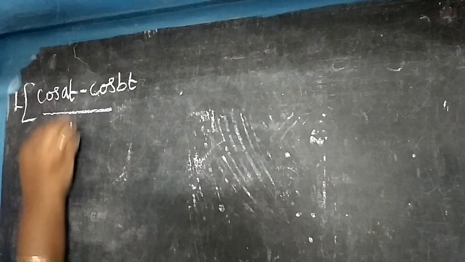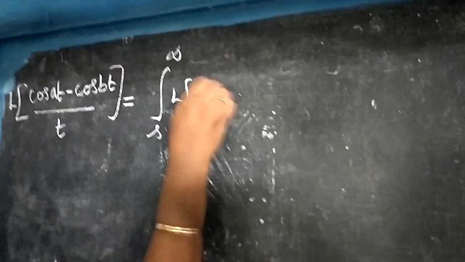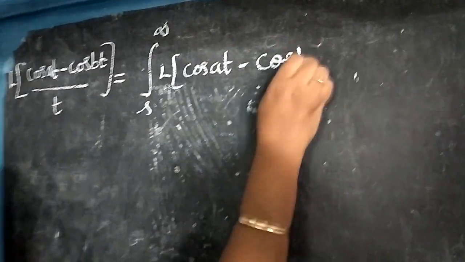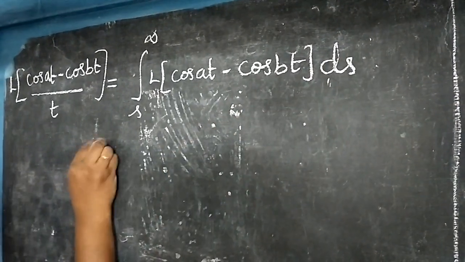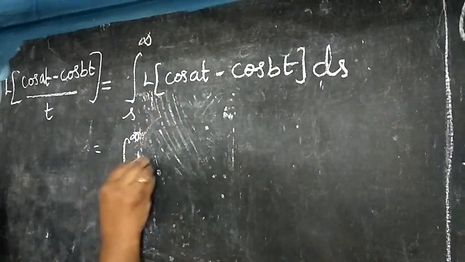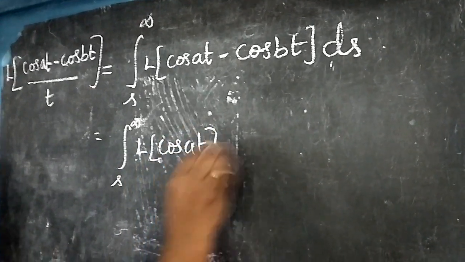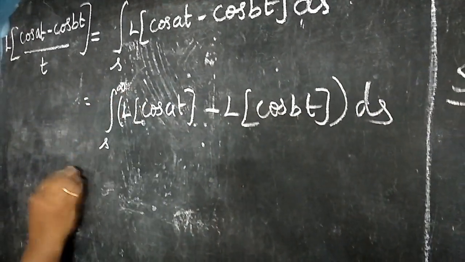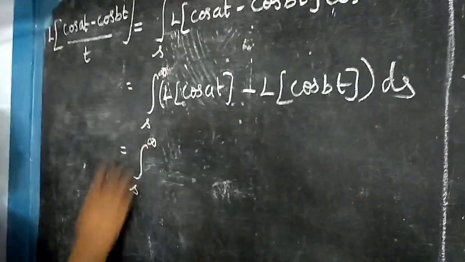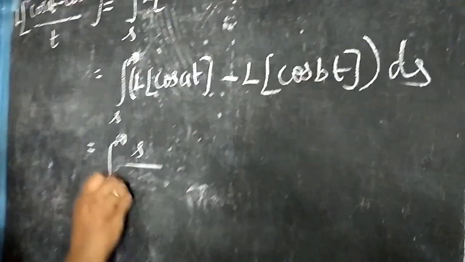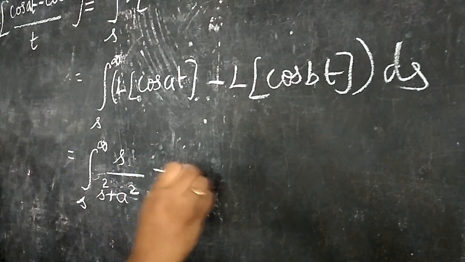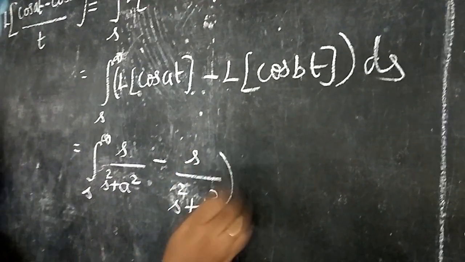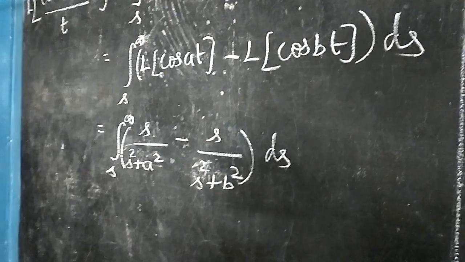Laplace transformation of cos at minus cos bt by t is equal to integral s to infinity the Laplace transformation of cos at minus cos bt. L is a linear operator, so I can write this as L of cos at minus L of cos bt, which is equal to integral s to infinity. The Laplace transformation of cos at is s by s square plus a square minus s by s square plus b square. We have to integrate this function with respect to s.